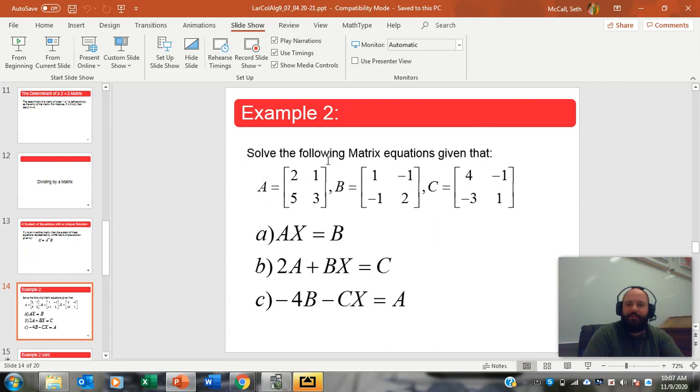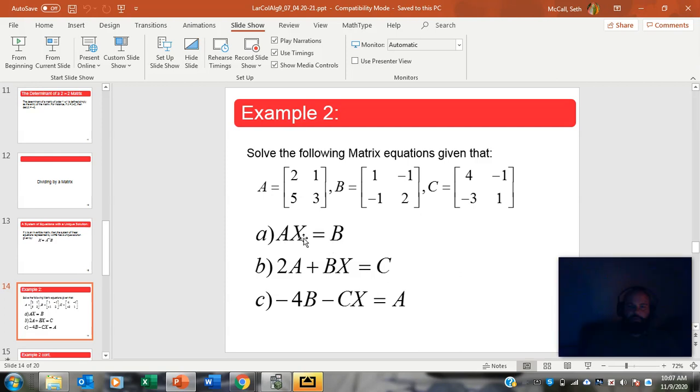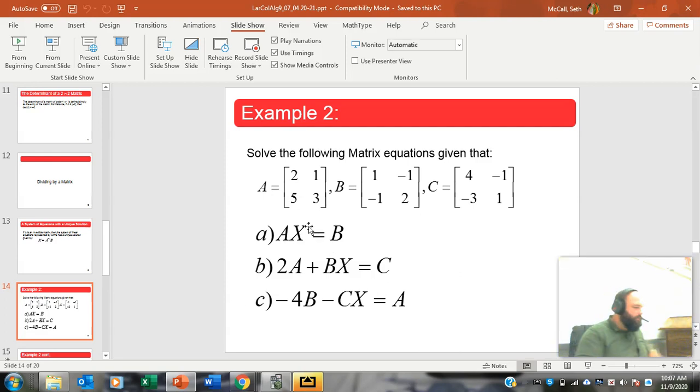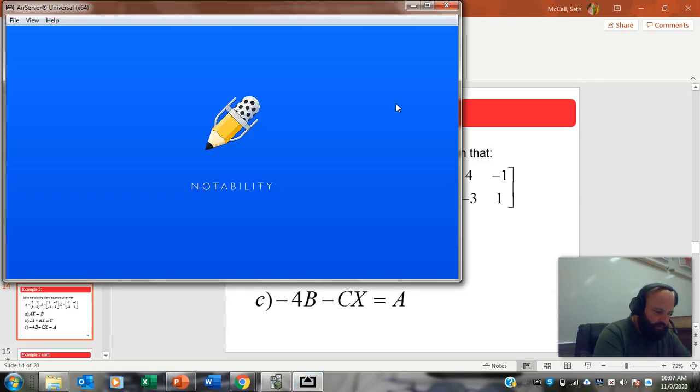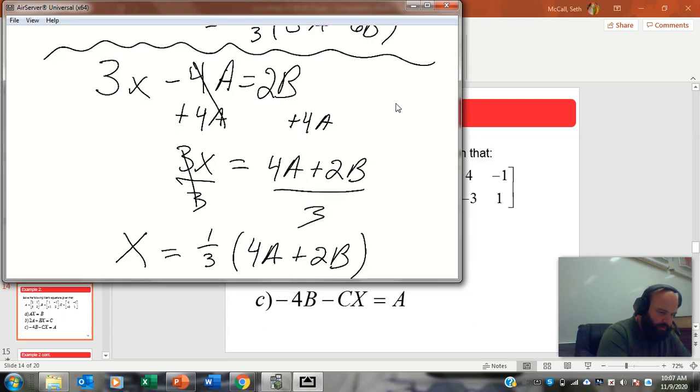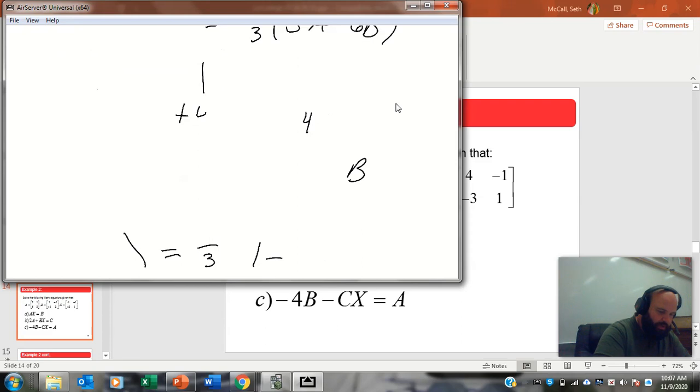And so here they ask us to solve the following matrix equations given that A is this, B is this, and C is this. And so the first thing that we're going to do is we need to solve each one of these for X. And I'm going to do that right now to show you how that works. So let me pull up my Notability, and you should be able to see a new one here. If you can bear with me for a second. Let's just erase this. Actually, I can just scroll down.